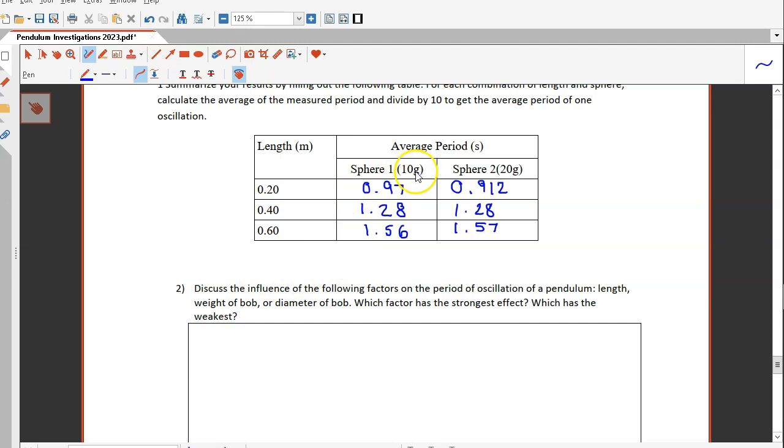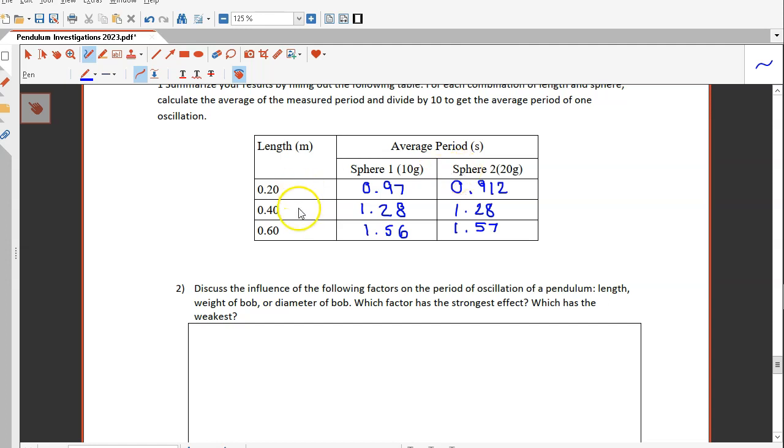So if we double the mass, what do we notice about the average period? It doesn't really change that much. So the mass is not having a big effect. Now the diameter of the bob is related to its mass, because the more clay we use, the bigger the ball is going to be. So the weight and the diameter are really speaking about the same thing, and both those things seem to have very little effect on the period.